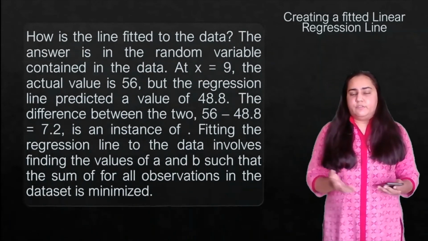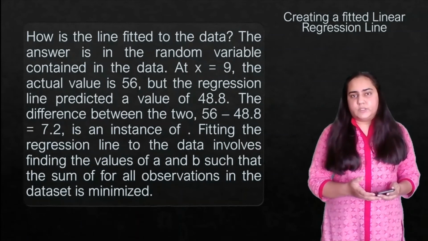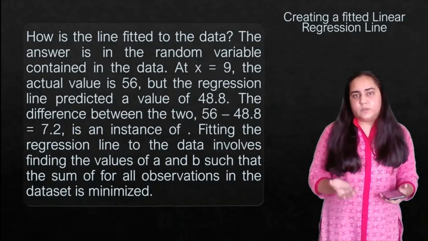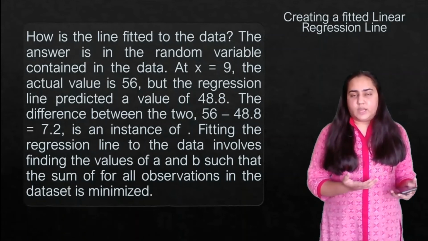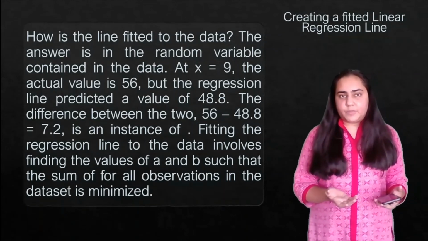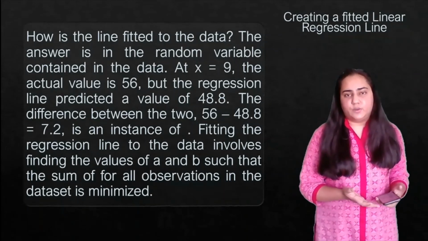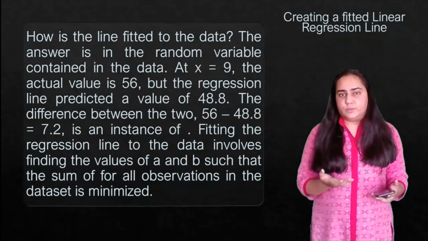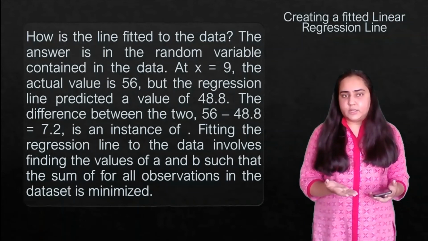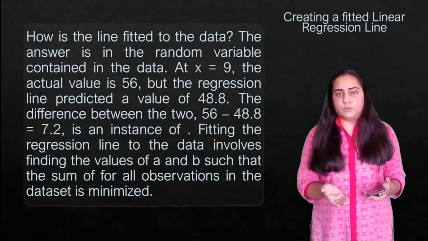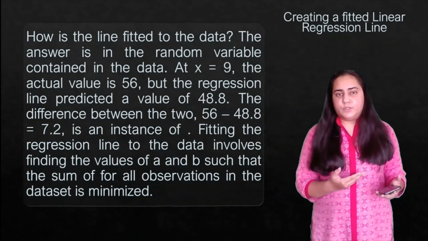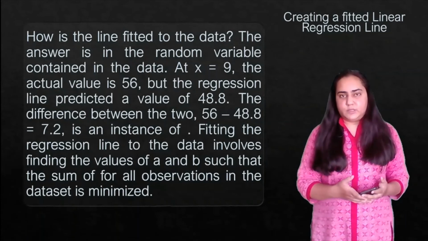Now, how is the line fitted to the data? The answer is in the random variable contained in the data. So if x is 9, and the actual value is 56, but the regression predicted the value of y to be 48.8, then the difference between 56 and 48.8 is 7.2, and 7.2 would be the value of epsilon.